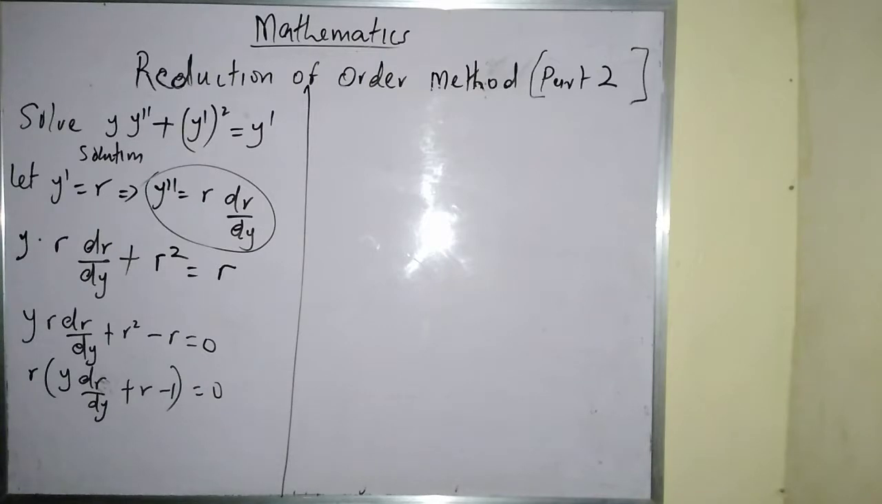I know that r can be equal to 0, and also I can say that y dr over dy plus r minus 1 equals 0. These are very possible to have. Now, what can I do next? I can say that y is a constant, at this point y is just an arbitrary constant.